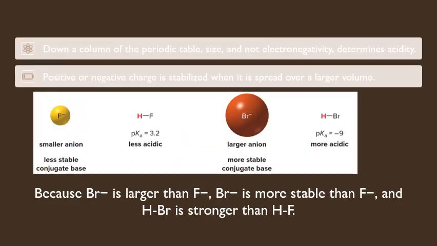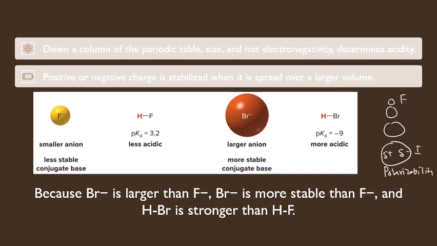So when we consider the group, when you move from top to bottom, what happens? The size increases: fluorine, chlorine, bromine, and iodine. Iodine is going to be the largest and fluorine the smallest. When the size increases, there will be temporary charge separation. We call that polarizability.